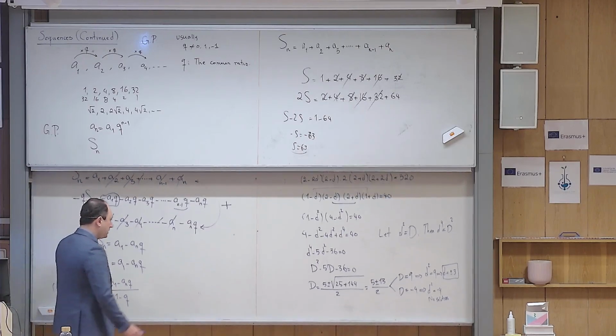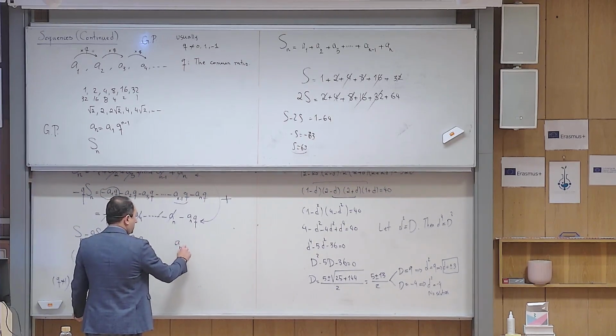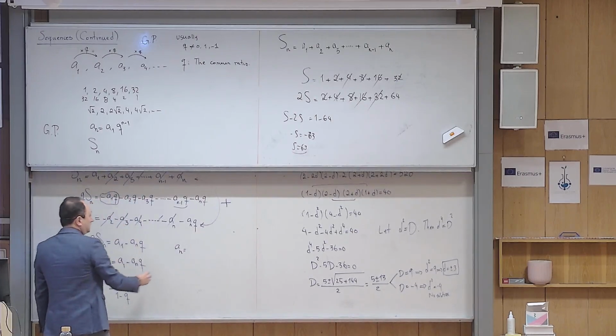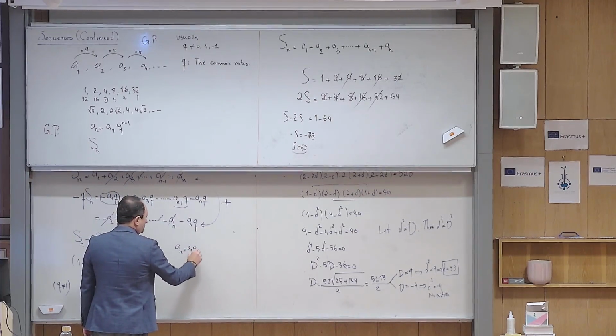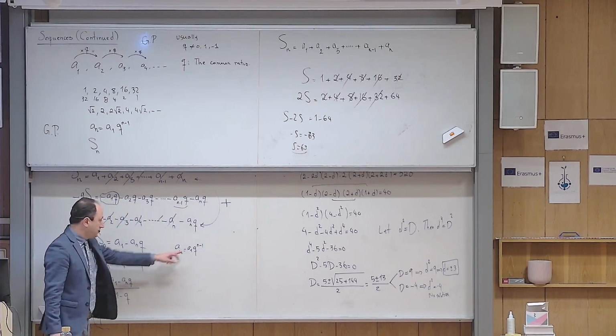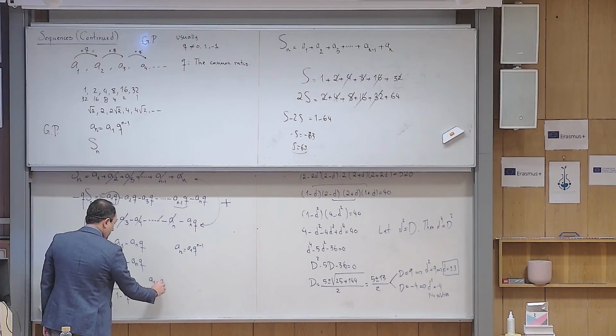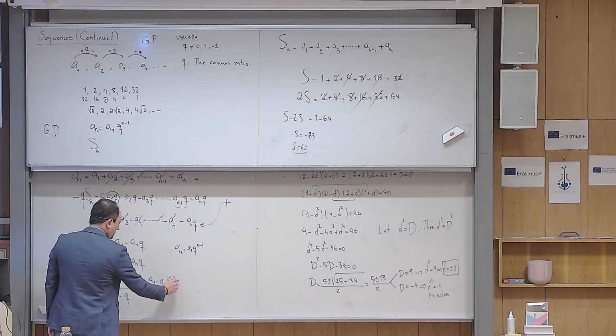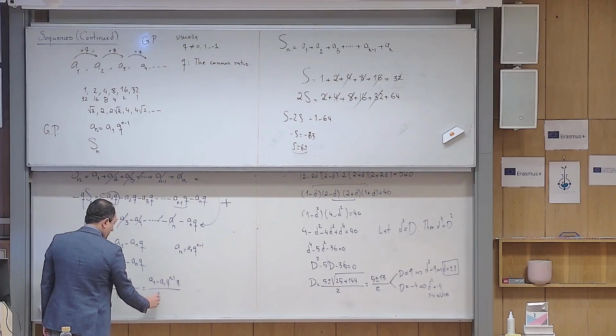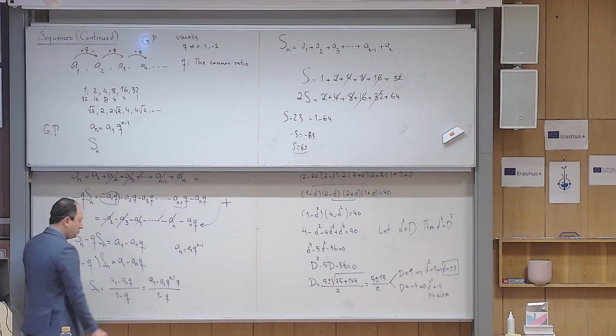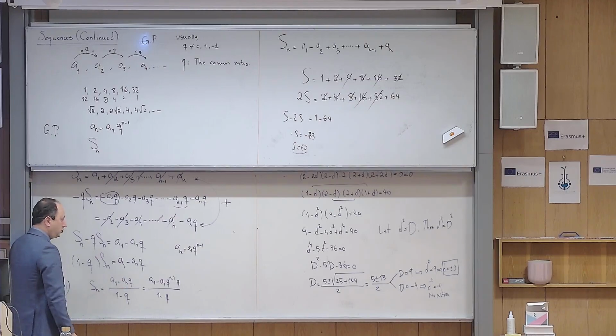But that's not a big problem because we already know what is an. What is an? It's a1 q to the power of n minus 1. So I take this one and put it here. So this becomes a1 minus a1 to the q to the power of n minus 1. But there is another q that I multiply here. This is 1 minus q. Is this formula acceptable? Yes, because it depends only on a1 and q.